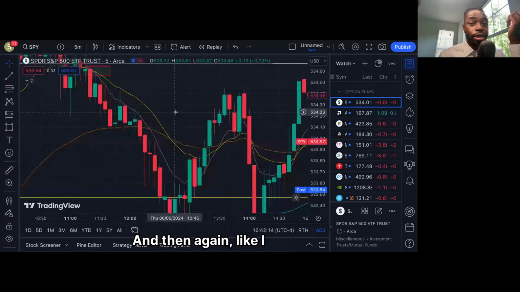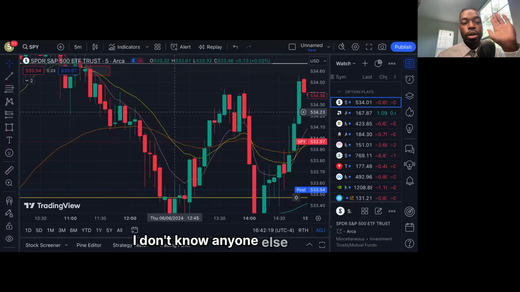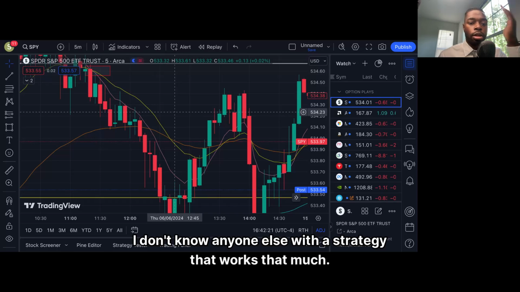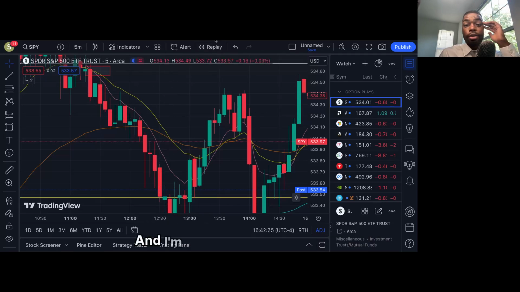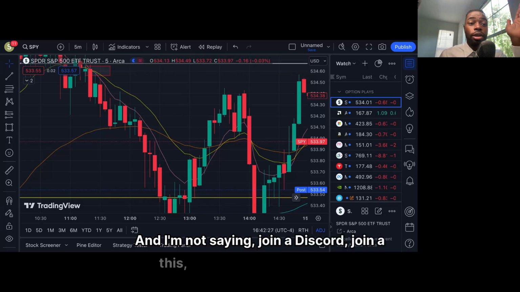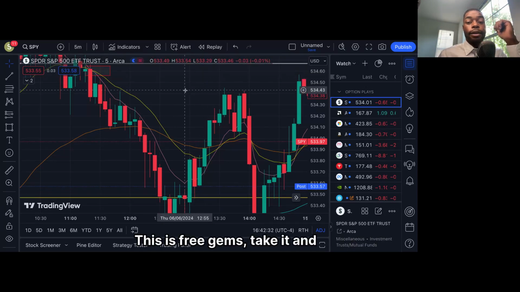And then again, like I said, you back test this. This works 97% of the time. I don't know anyone else with this strategy that works that much. It literally works 97% of the time. And I'm not saying, oh, join a Discord, pay $1,000. No. This is free gems. Take it and learn from it.